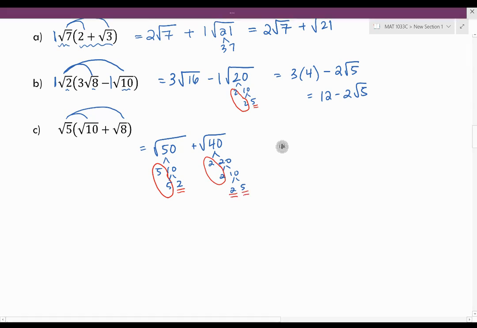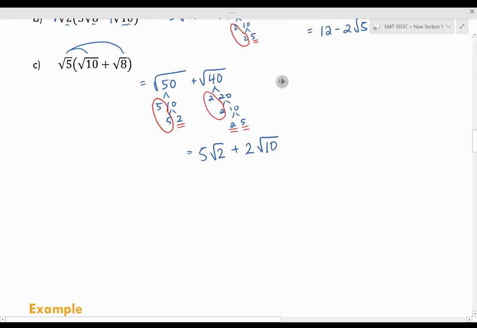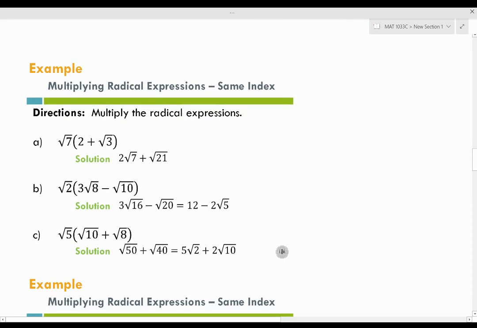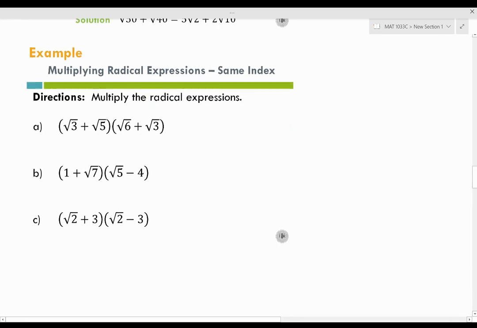So when I write my final answer, I have 5 square root of 2 plus 2 square root. Since the 2 and the 5 are left behind, you can multiply them together. 2 square root of 10. Cool. Let's see if we're right. Yes, yes, yes. Awesome.